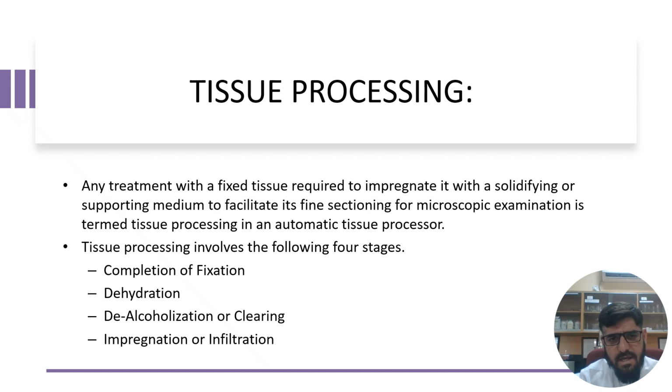Usually, it is done in an automatic tissue processor. These are the four basic stages of tissue processing. The first step is the completion of fixation, then dehydration, then dealcoholization or clearing, and then impregnation, also known as infiltration.